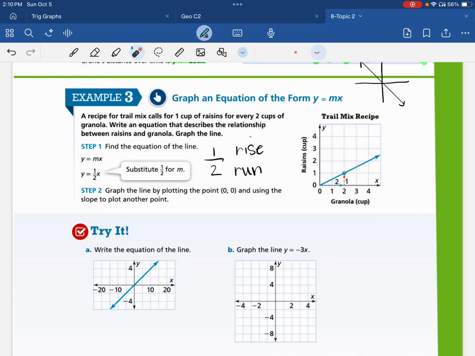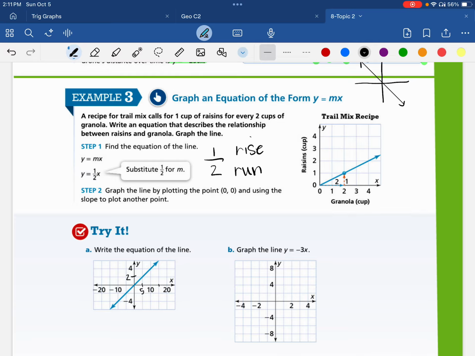Okay, try it problems. When you're doing these, whether you're graphing or you're writing the equation, first off, pay very close attention to the scale on your axes. Okay, for part A, each box on the x-axis is worth 5. Each box on the y-axis is worth 2. So you need to keep that in mind when you are finding your slope.